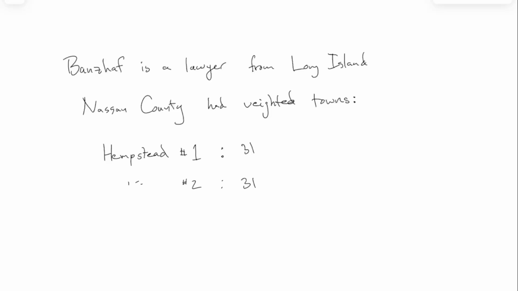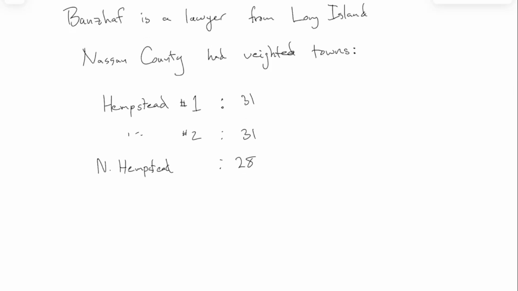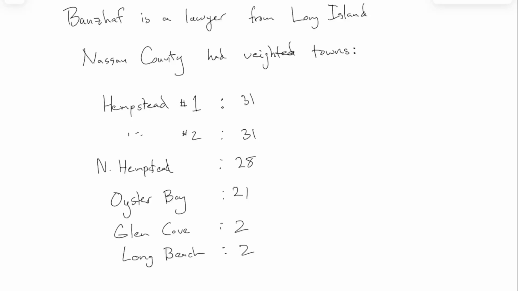Okay, then they had North Hempstead, which I guess is a different place. North Hempstead had 28 points. And then the next biggest one was Oyster Bay, which has 21 points. And then there's 2 little ones, Glen Cove with 2, and Long Beach also with 2. Are you from any of these places? No? All right. I don't know anything about these places, but these are the weights.